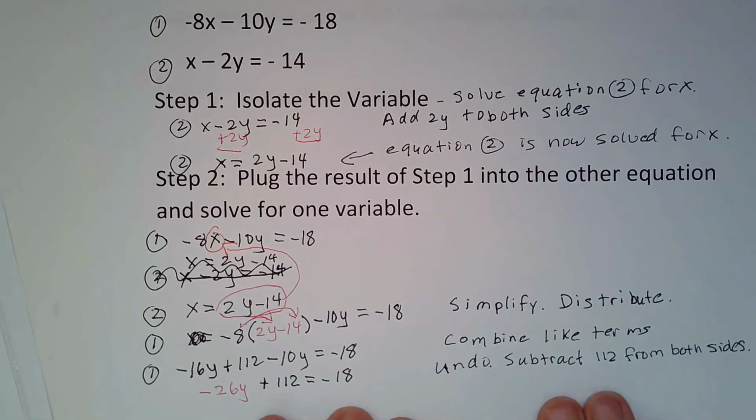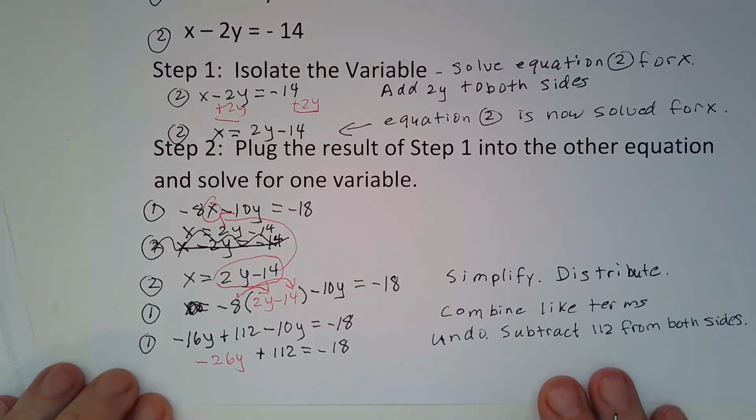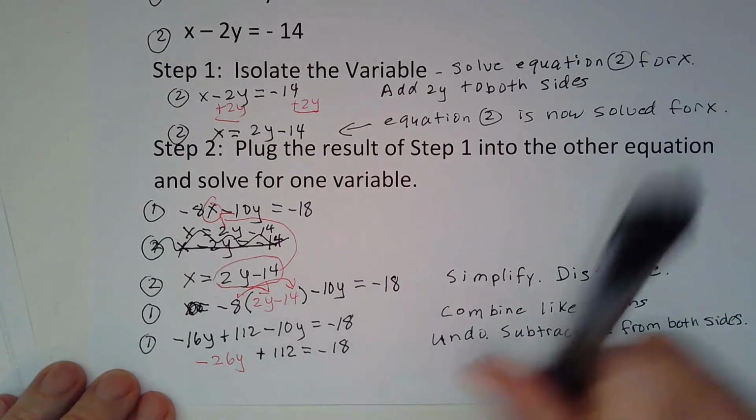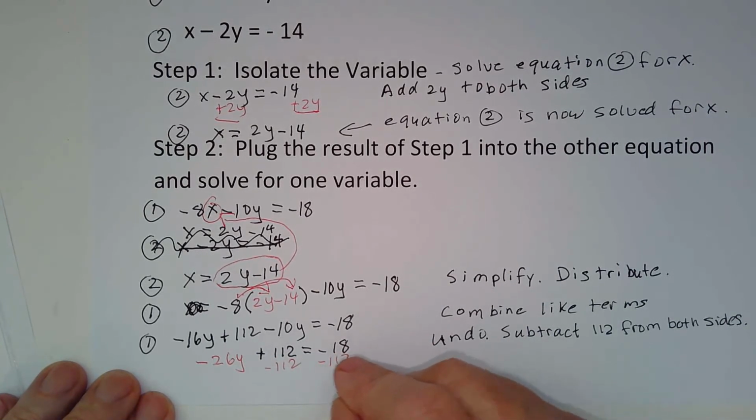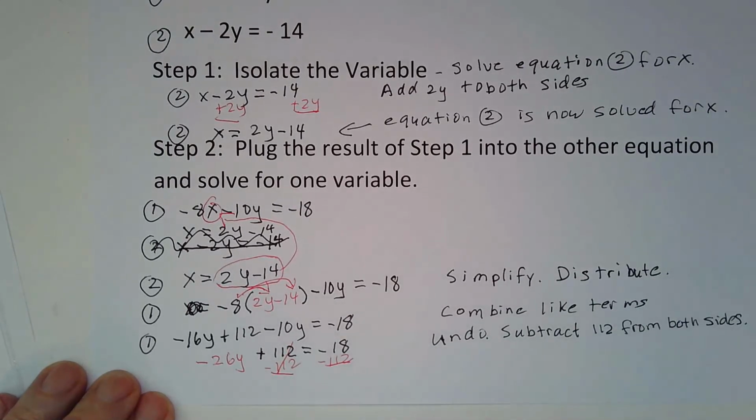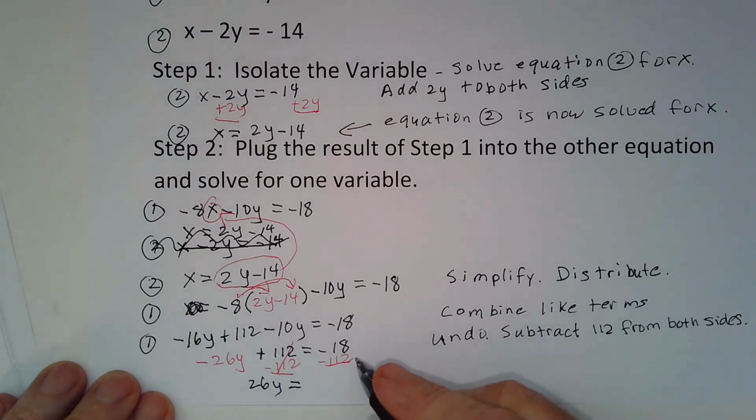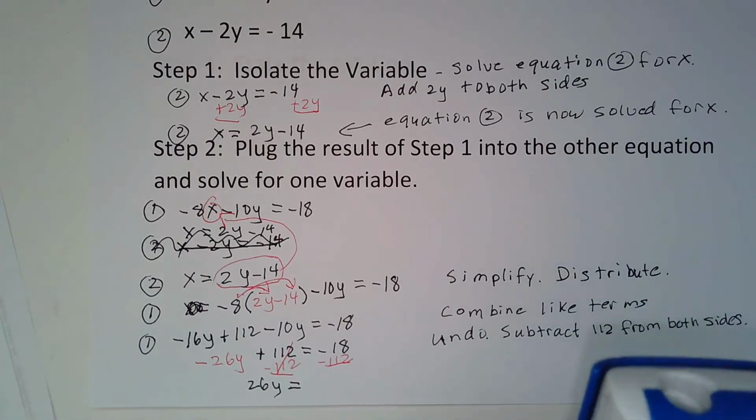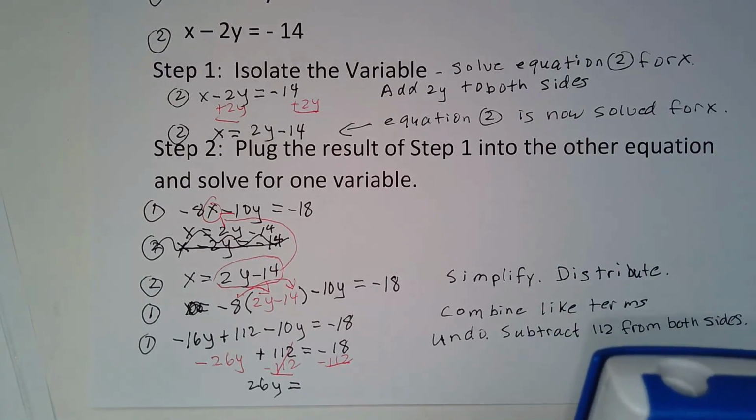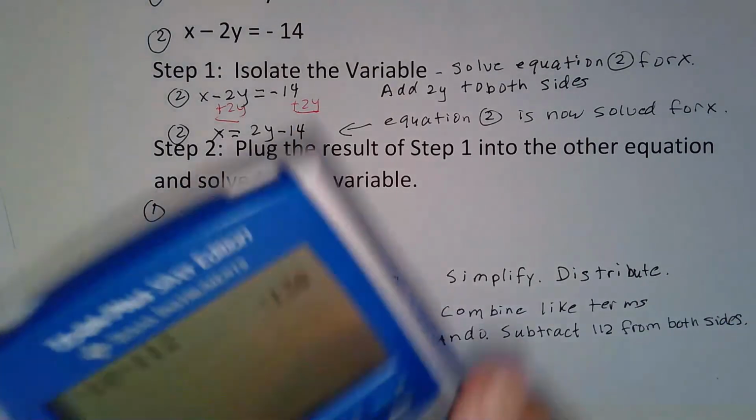Okay? And so when we do that, we're going to subtract 112. Let me do it this way. Minus 112 minus 112. The 112 and the negative 112 on the left cancel, and you end up with 26y equals, and this would be, well, let's use our calculator, negative 18 minus 112. In this case, you can use minus, and you get negative 130.